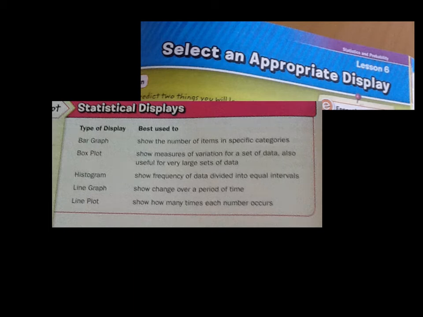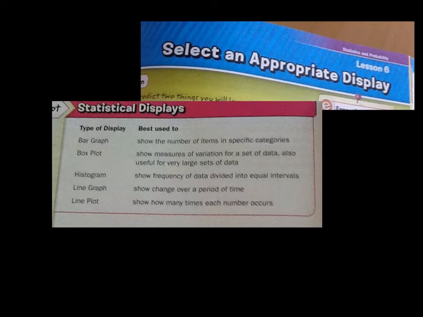This is Chapter 12, Lesson 6, Select an Appropriate Display. So, we have some rules to go by. I would make sure you have these written down in your notebook. So, my first one, a bar graph. Use a bar graph to show the number of items in specific categories.